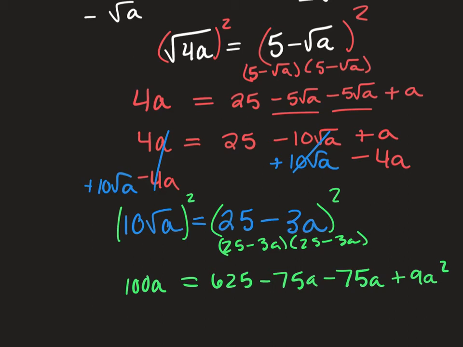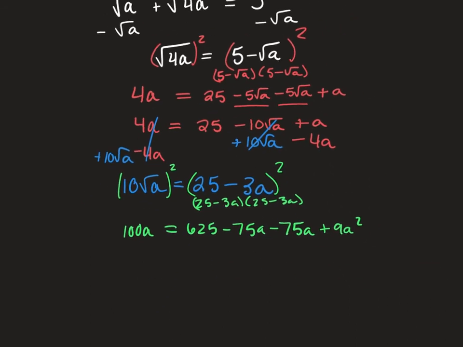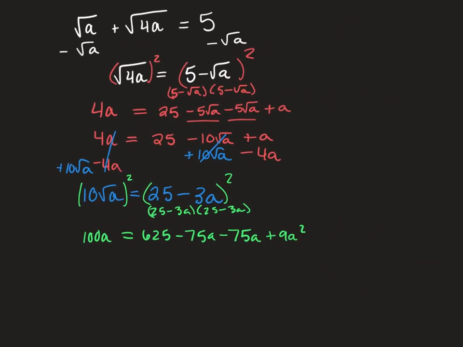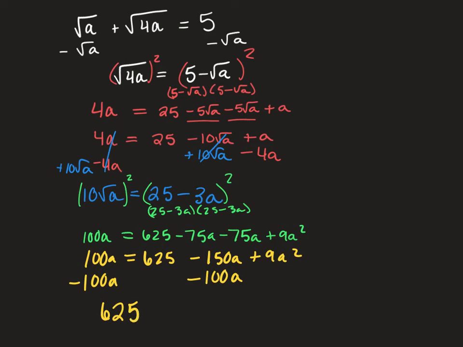Then we combine like terms. We want it equal to 0 so that we can do the quadratic formula. So that's 625 minus 150a. So then I'm going to subtract my 100a over. So then that gives us 625. I'm going to kind of write it in the other order. So I have 9a squared minus 250a plus 625 equals 0.